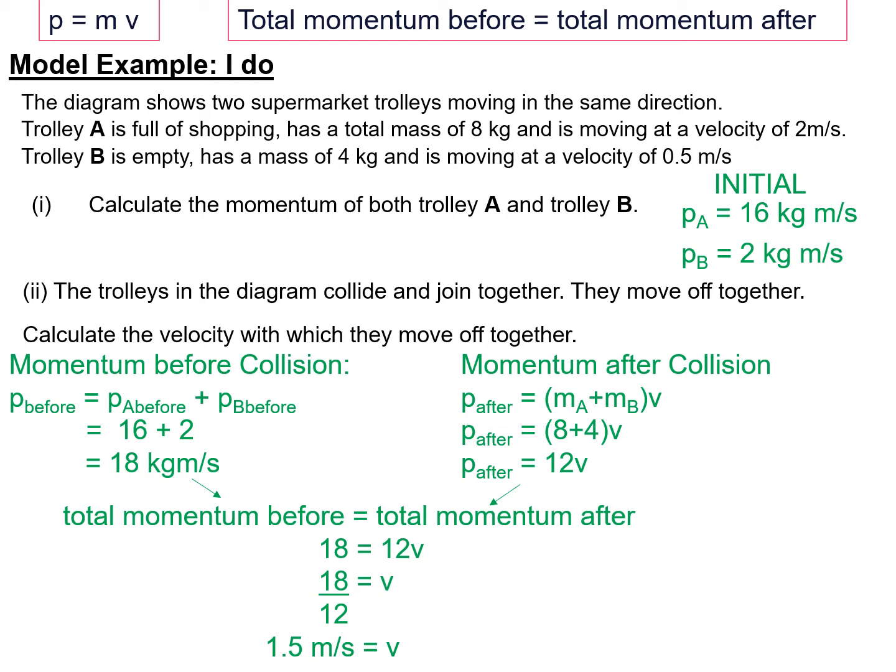Note that the fact that this is a positive value means the trolleys are moving in the same direction as they were at the start.